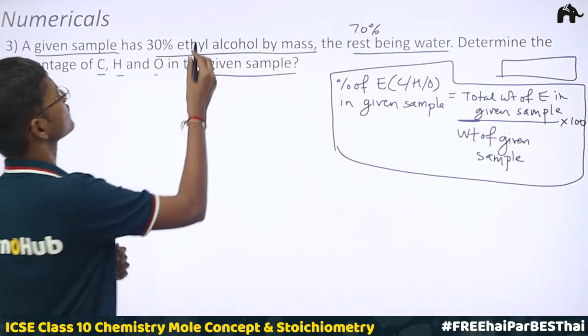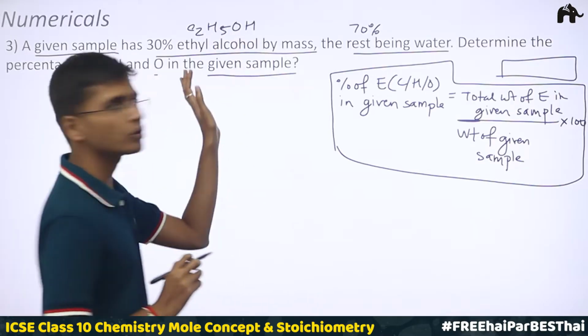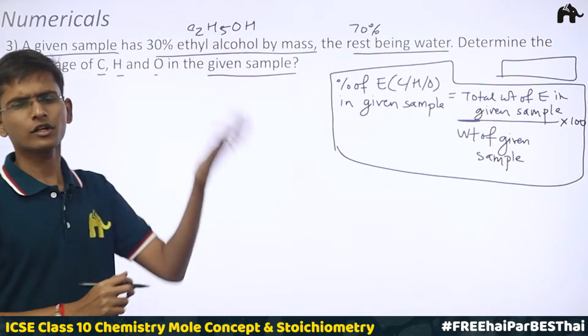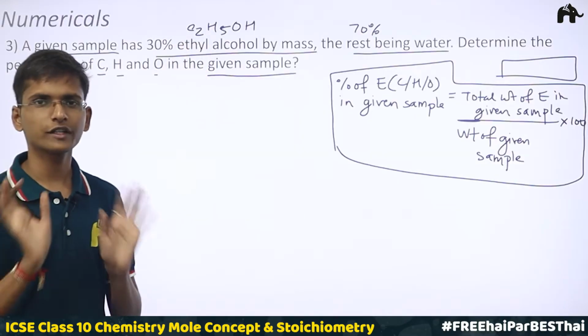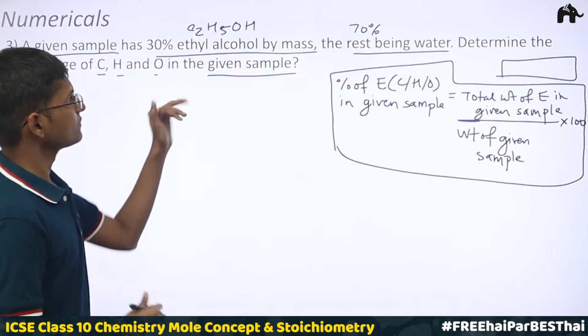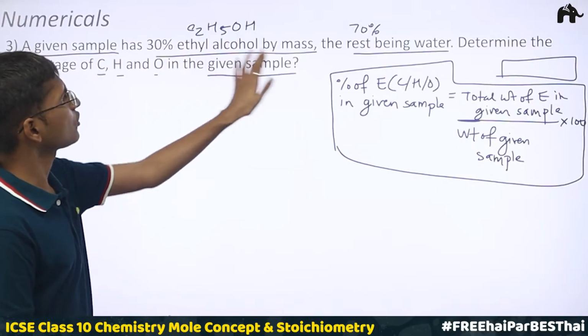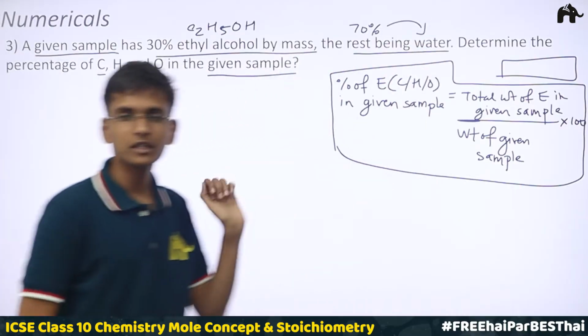Okay. So first of all, ethyl alcohol's molecular formula is C2H5OH. Okay, this is the molecular formula. You would learn about it in organic chemistry, don't worry about it. Here you have to just focus on the molecular formula for that compound. No need to know anything else about this ethyl alcohol, okay, ethanol. And what they are saying, 30% is ethyl alcohol by mass, 70% is water, okay, H2O, we know it.